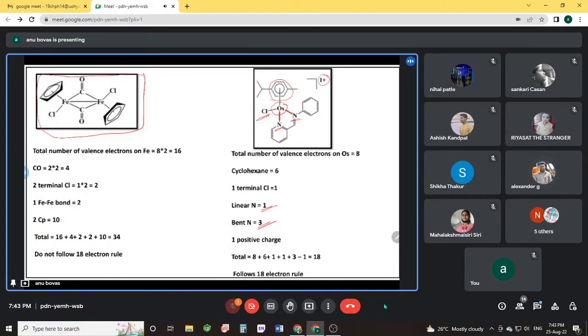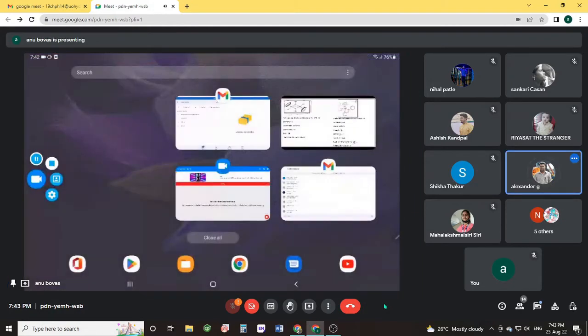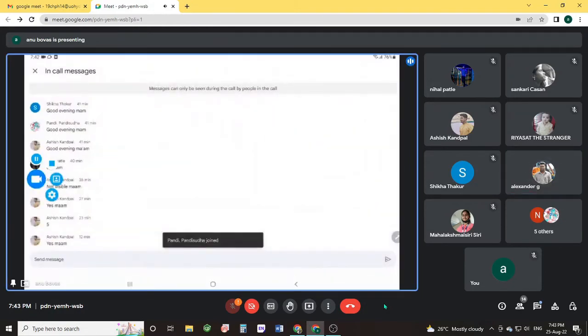Linear N and bent N, as we have seen earlier, will give 1 and 3 respectively, and the total number of electrons will be 18. And thus, this follows the 18 electron rule. Oh, one charge is also there. So we have to subtract one for the charge and then we will get 18, and this follows the 18 electron rule. So, is this clear or should I explain this again?